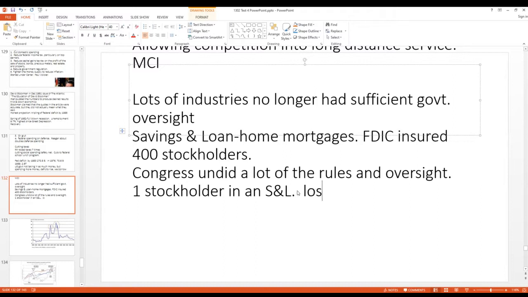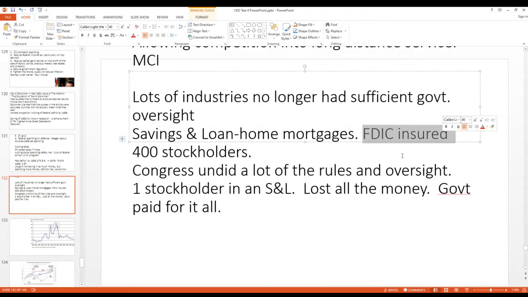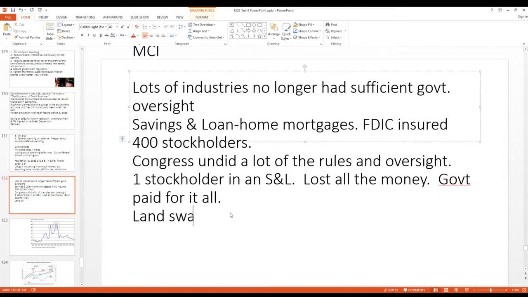And if they lost all the money, well, the government paid for it all because it's all FDIC insured. So things like land swaps, this is where I would sell you a worthless piece of land for $10,000 and you sell it to me for $20,000, and I sell it to you for $40,000 and you sell it to me for $80,000, and then we just default and let the government pick up the tab.